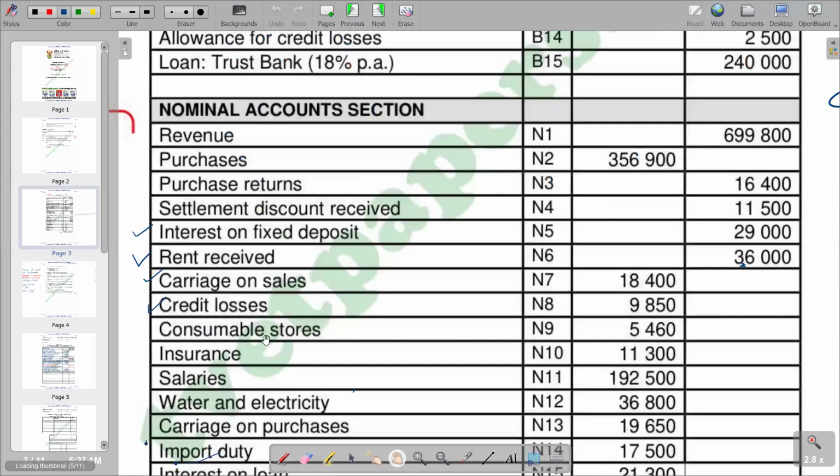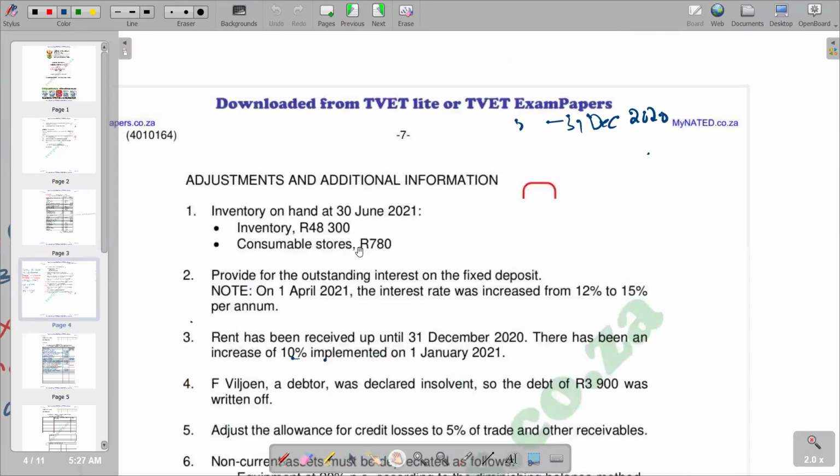After credit loss, we put consumable stores, 5,460. And remember, this consumable stores figure represents the amount that was bought. The consumable stores bought during the period is 5,460, but it doesn't mean it's the expense. The expense is the part of consumable stores that was used. So we can only calculate it by saying what was purchased minus what is remaining at the end of the period. So we're going to say 5,460 minus what is remaining at the end of the period, which is 708, which we are given as inventory at 30 June 2021, the end of the year.